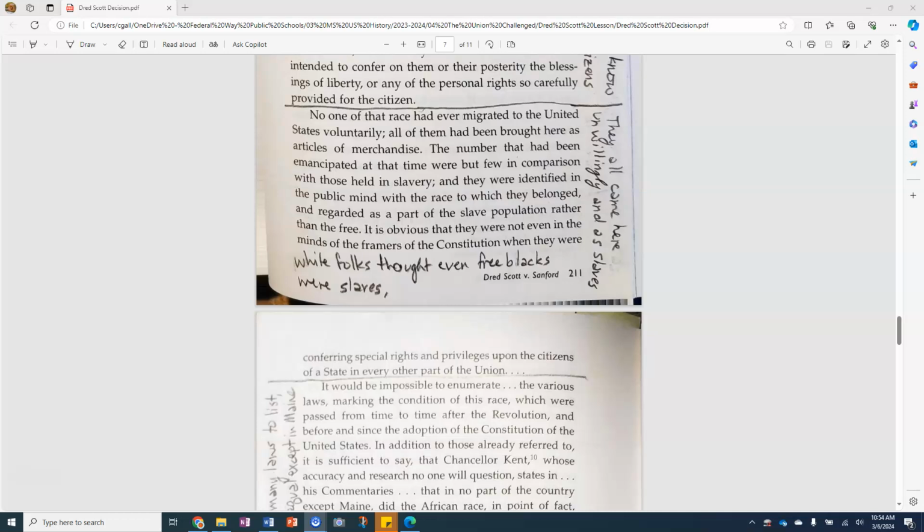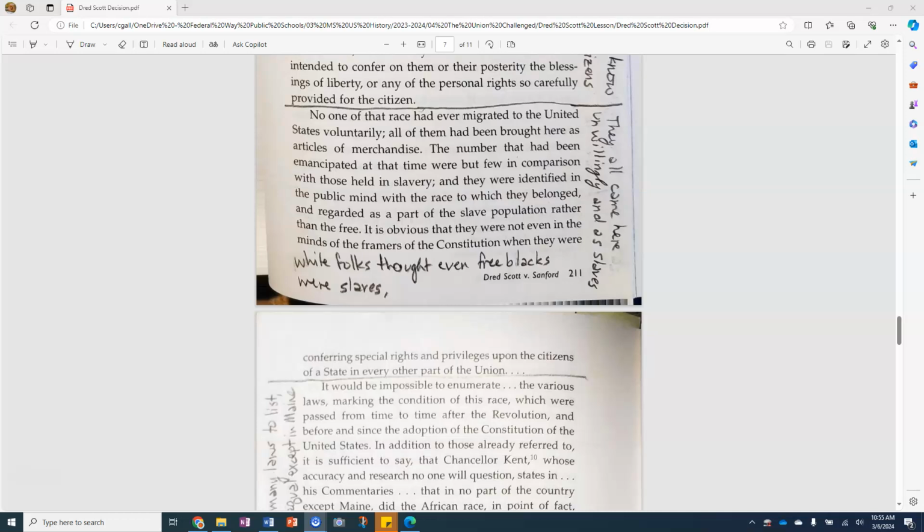No one of that race, I'm back on the text here, had ever migrated to the United States voluntarily. All of them had been brought here as articles of merchandise. The number that had been emancipated at that time were but few in comparison with those held in slavery, and they were identified in the public mind with the race to which they belonged, and regarded as a part of the slave population rather than the free. It is obvious that they were not even in the minds of the framers of the Constitution when they were conferring special rights and privileges upon the citizens of a state in every other part of the Union.